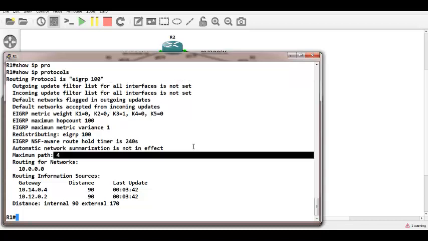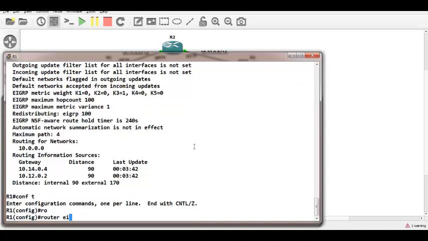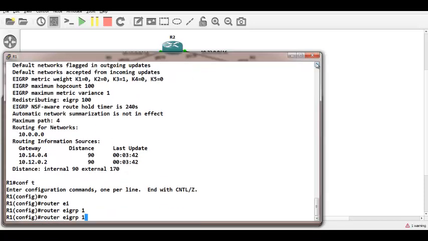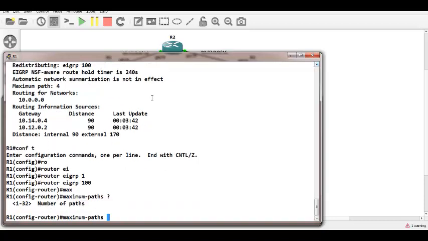See, maximum path supported is 4 by default, but I told you it can be up to 32. Router EIGRP, what is the number? 100, no? 100. Max path command. You see? You can go up to 32. Whatever the variance you may change, if you want only one path, then you can set 1. Even if variance is changed, it's of no use if the max path is set to 1.